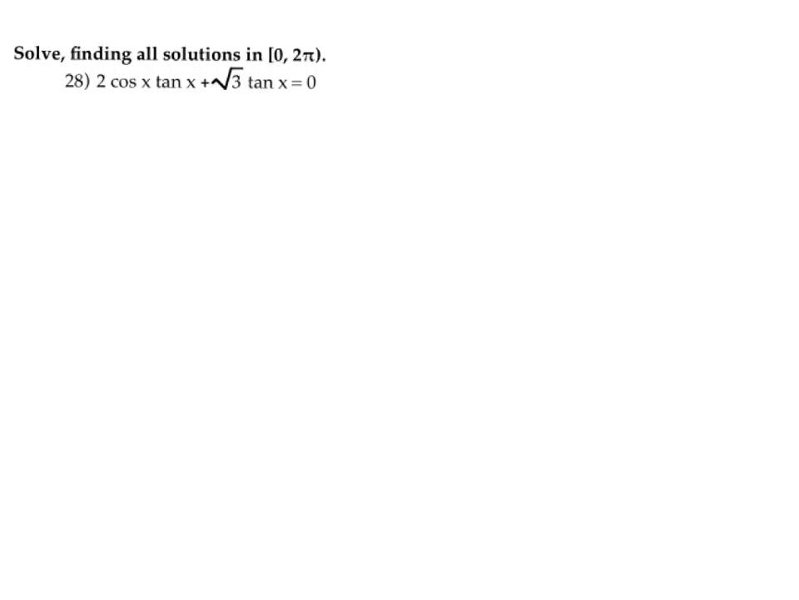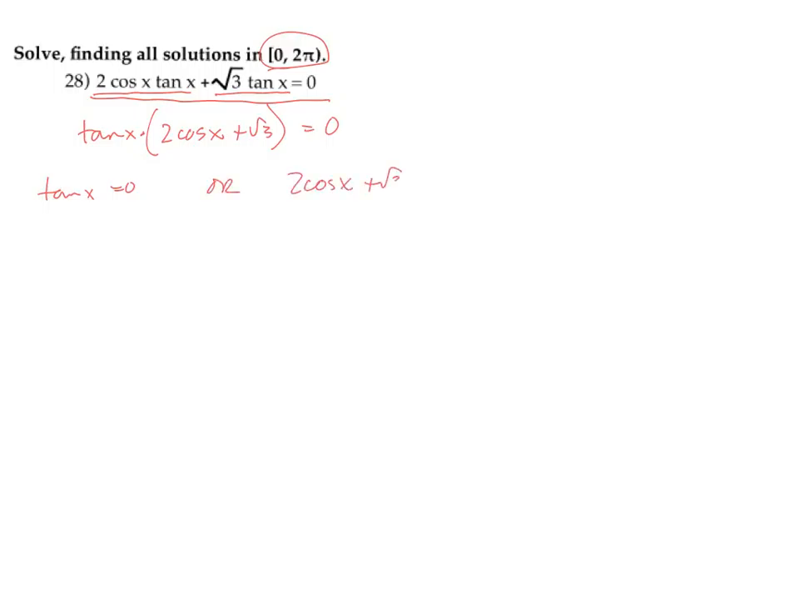So solve, finding all solutions. This time, they wanted it in radians. Good. So I take a look at the equation, and I notice I have 2 terms. Here's a term, here's a term. Each of them have a tan x in them. So I'm going to factor out a tan x. And that'll leave me with 2 cos x plus root 3 equals 0. And then because I have 2 things multiplied together to give 0, one or the other has to be 0. So tan x is 0, or 2 cos x plus root 3 is equal to 0.